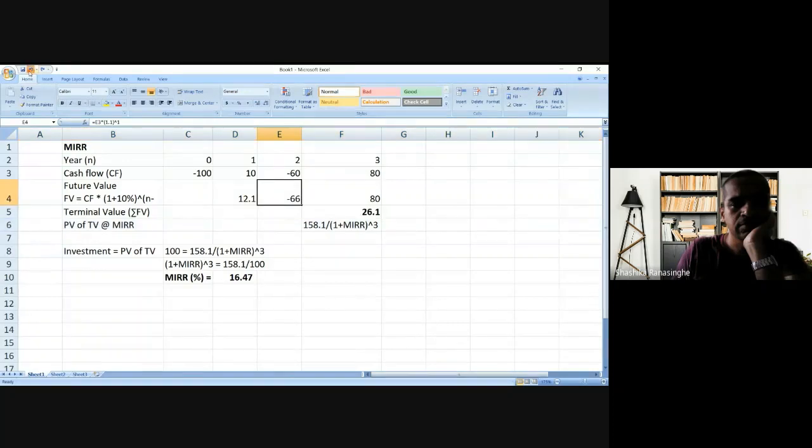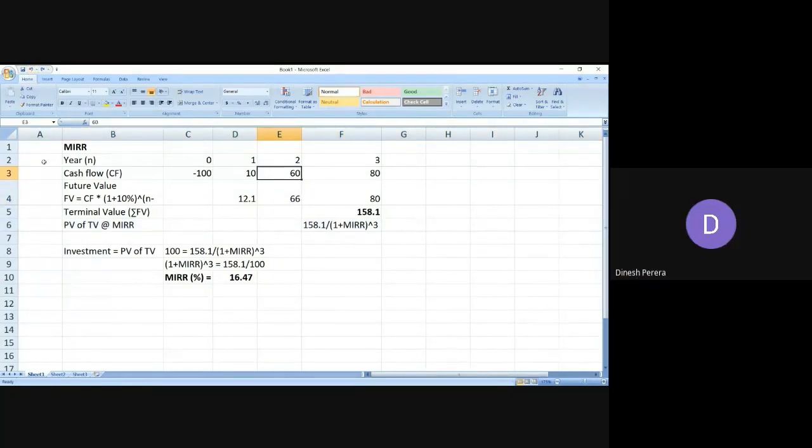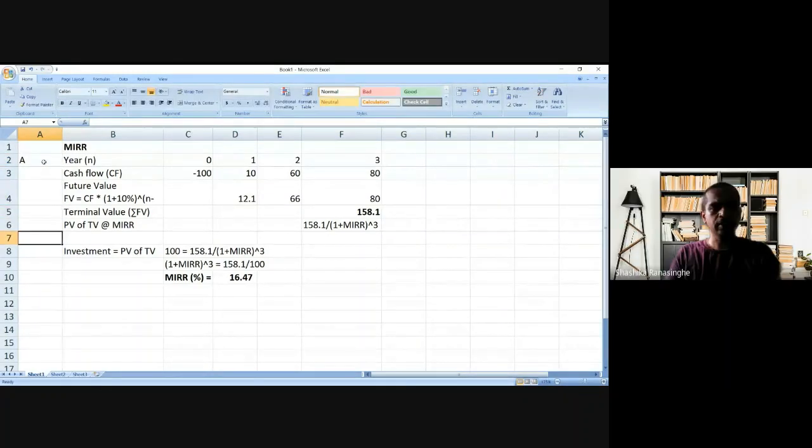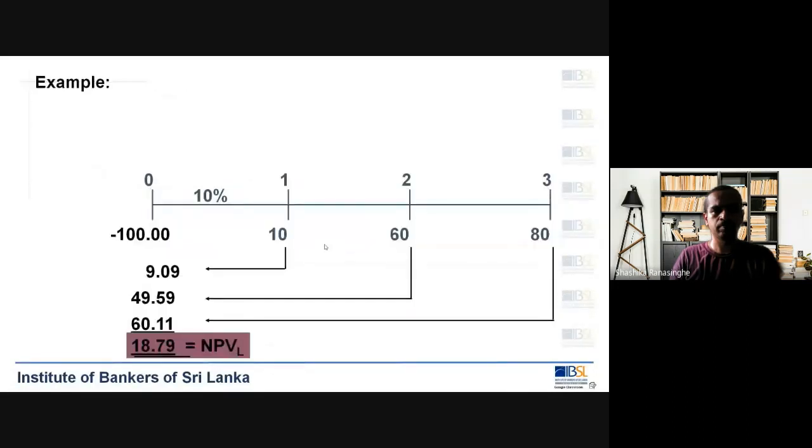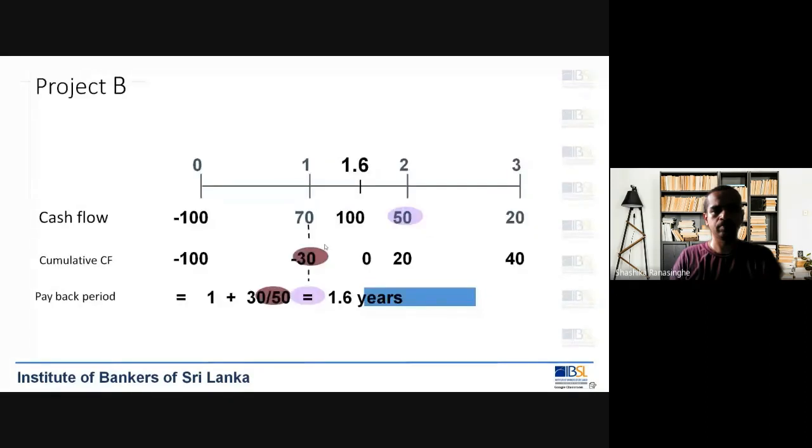Okay. Let's try the same thing for B also. So this is B, 70, 50, and 20.